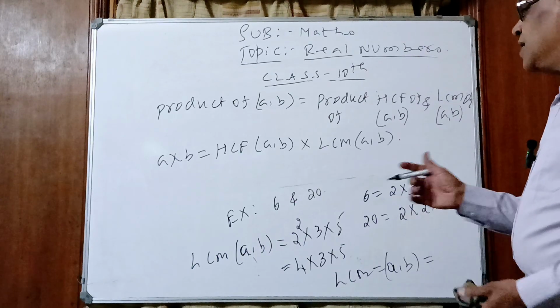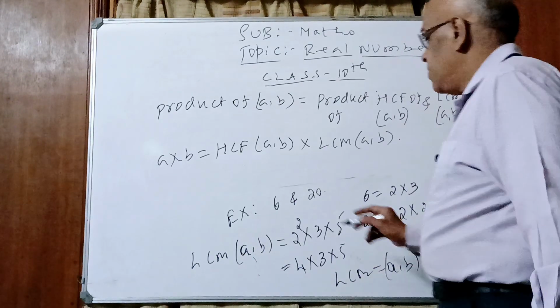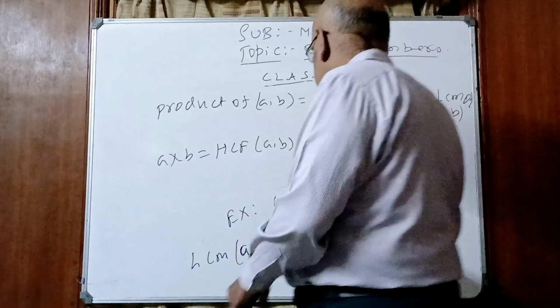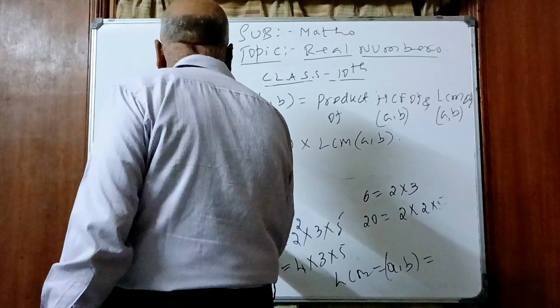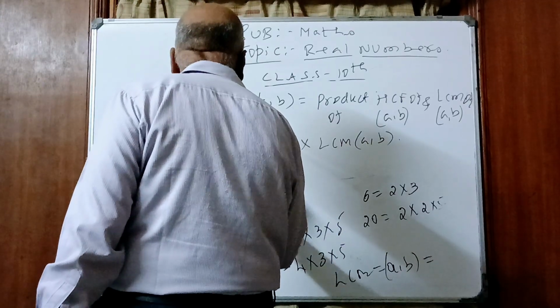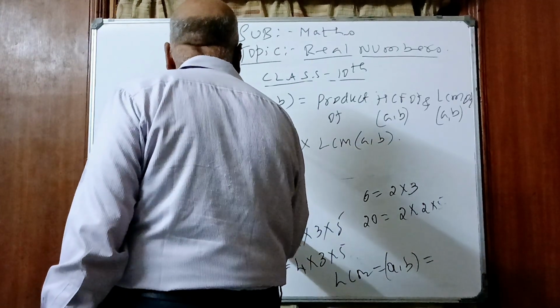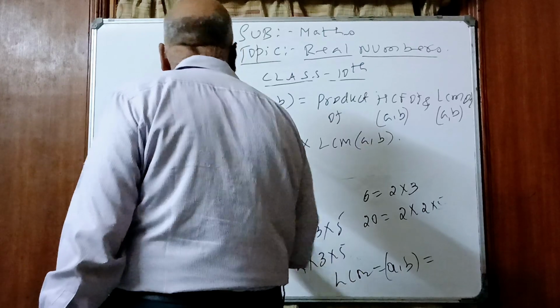Now we have taken an example, the same thing. Take the example of the same numbers, 6 and 20. Example: 6 comma 20.